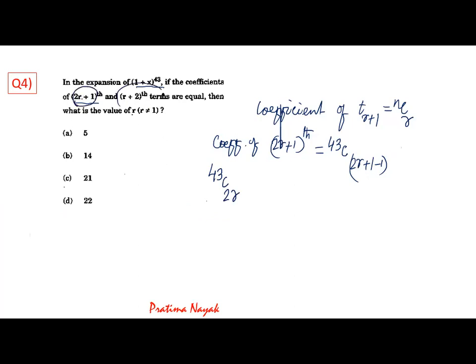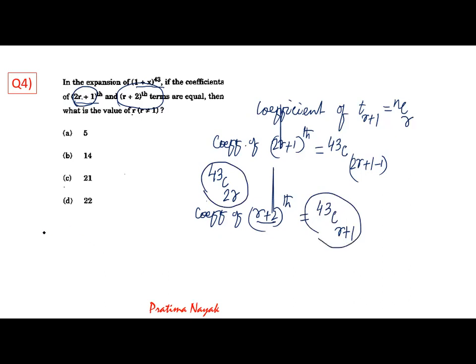Now coming to this one, the (r plus 2)th term. The coefficient of the (r plus 2)th term will be again one less, so it will be 43 combination (r plus 1), one less than r plus 2. And according to this question, these two are equal. So 43C2r is equal to 43C(r plus 1). You have to find r.